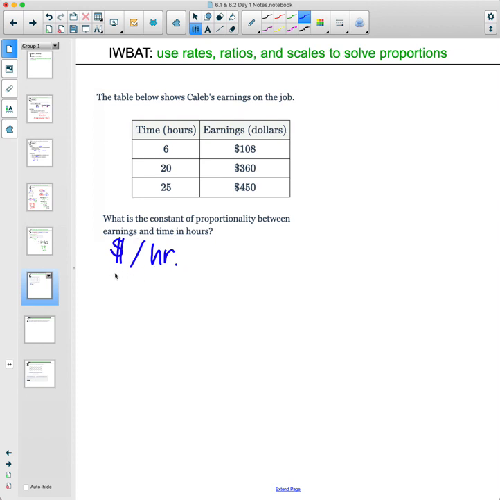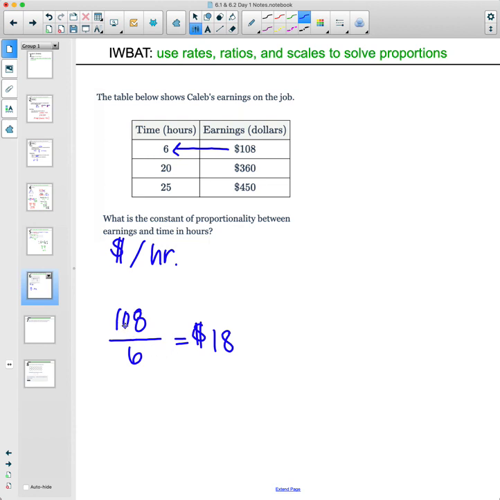We're going to take the dollars on top divided by the hours on bottom. Take any of these you want because they are all the same. They will all get you down to the same ratio. So put any dollar amount on top and then divide it by the number of hours worked. So 108 divided by 6 to get you 18 per hour.